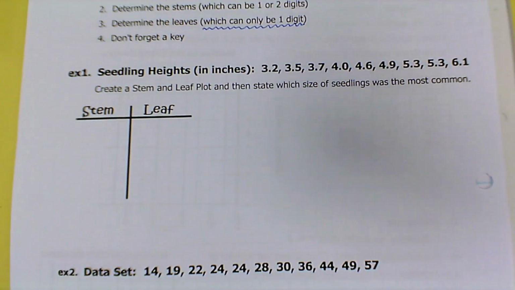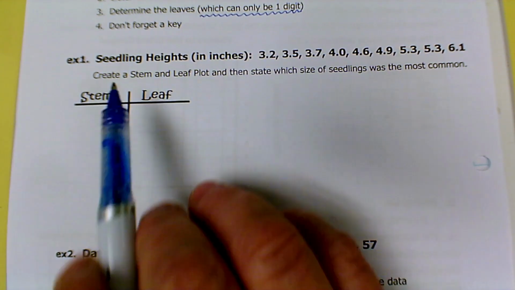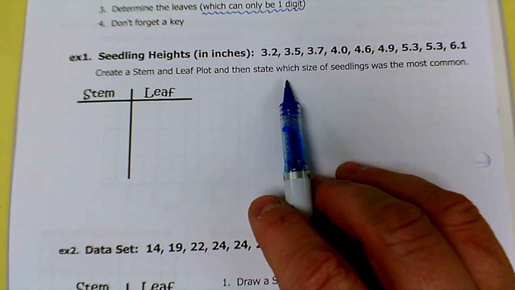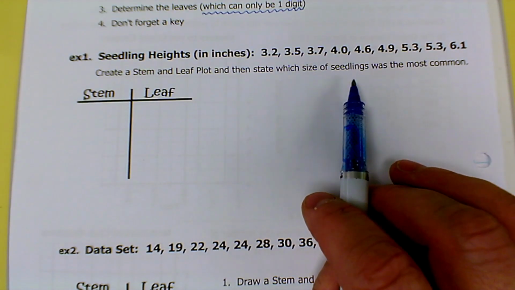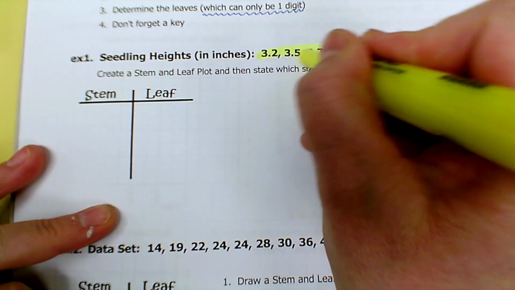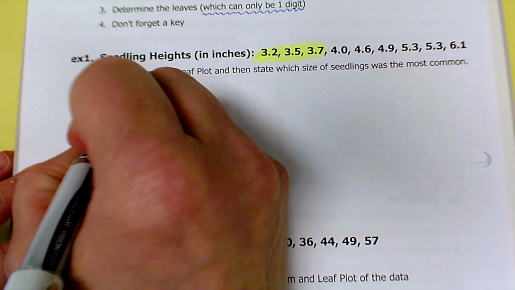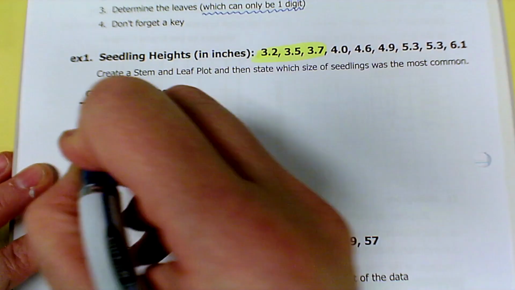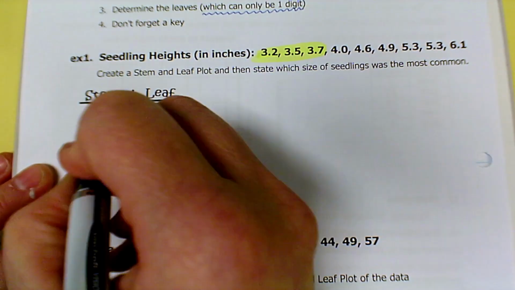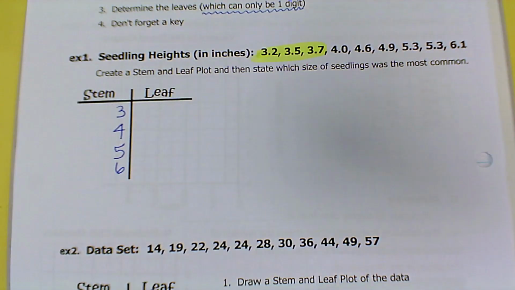So here's our example. Seedling heights. They planted some seeds and then they measured their heights. Create a stem and leaf plot and then state which size of seedlings was the most common. Okay, so if you look at your data set, 3 pieces of data start with a 3. So your first stem is a 3. And then we have data that starts with 4s, data that starts with 5s, and data that starts with 6s. You always go least to greatest, top to bottom.